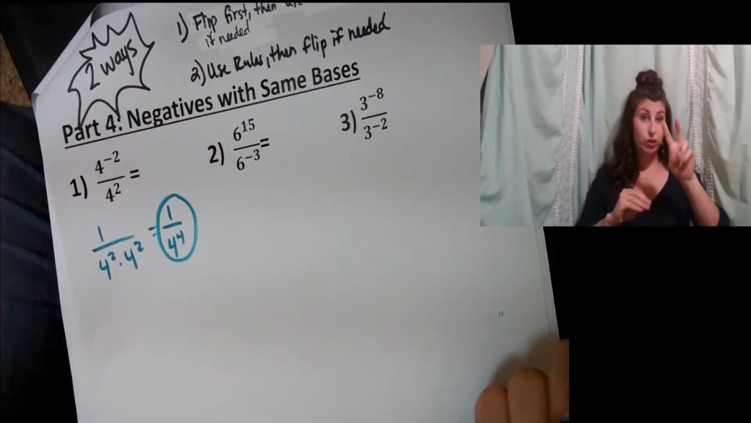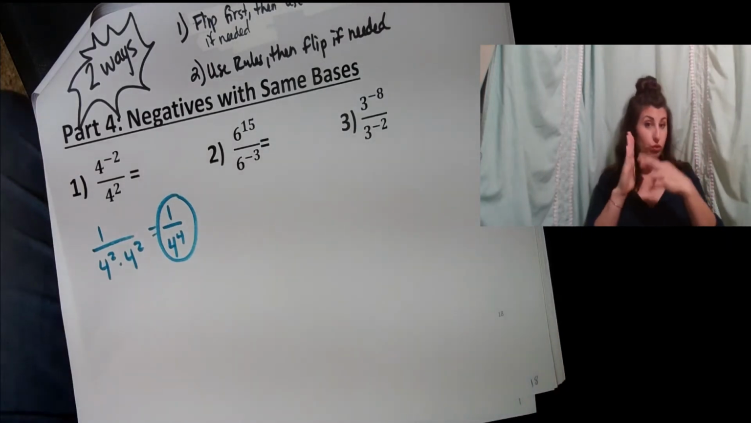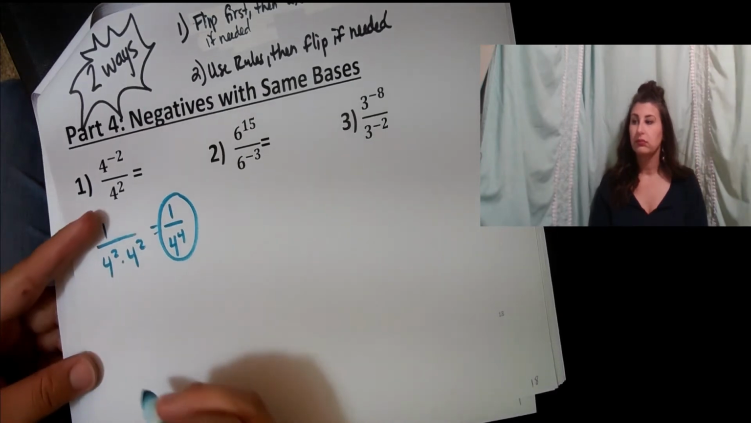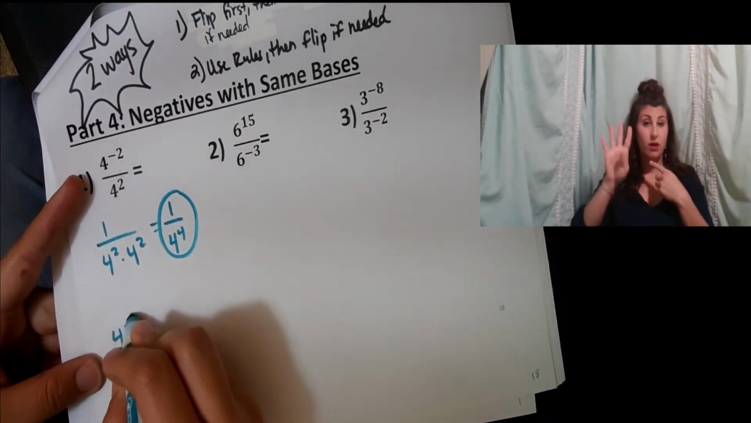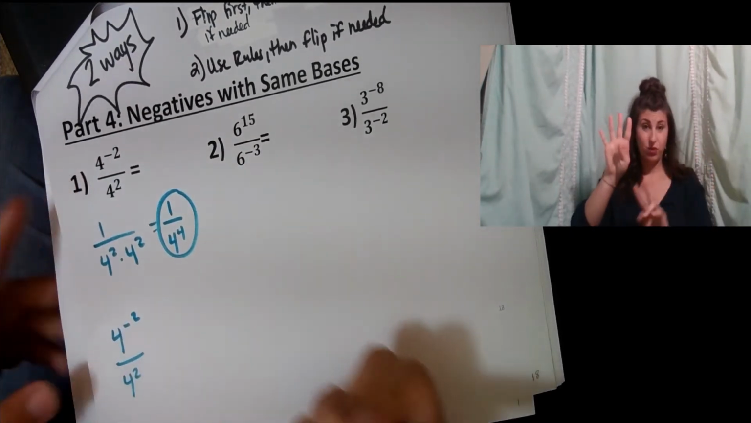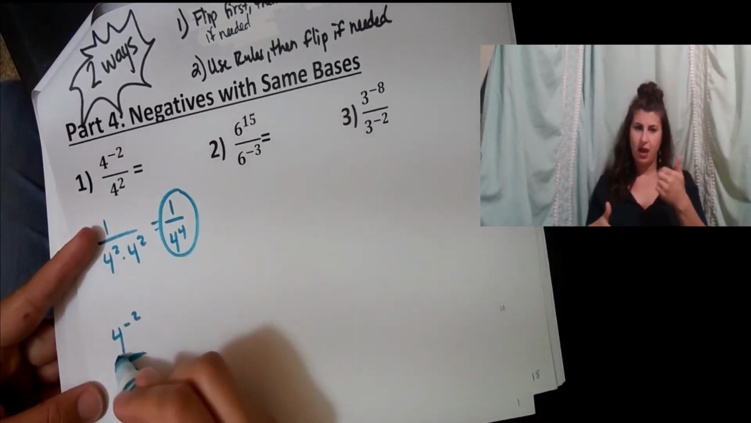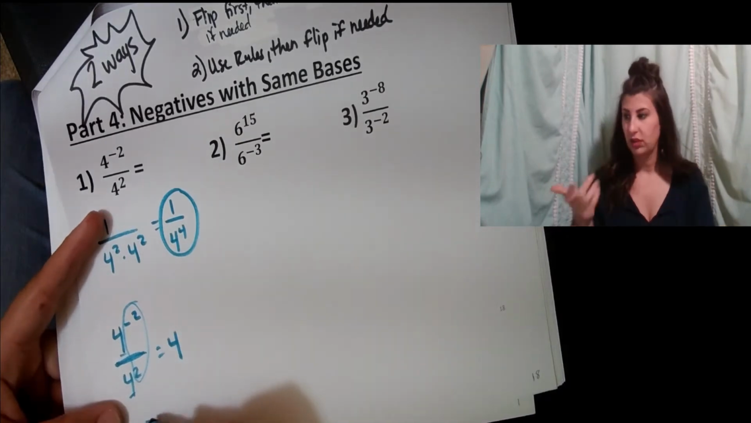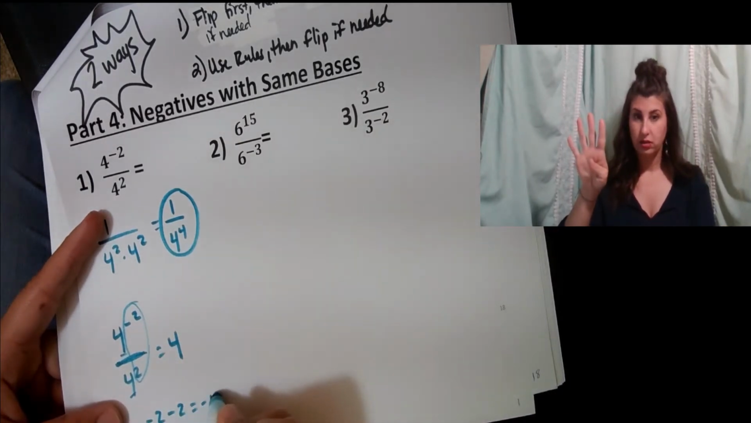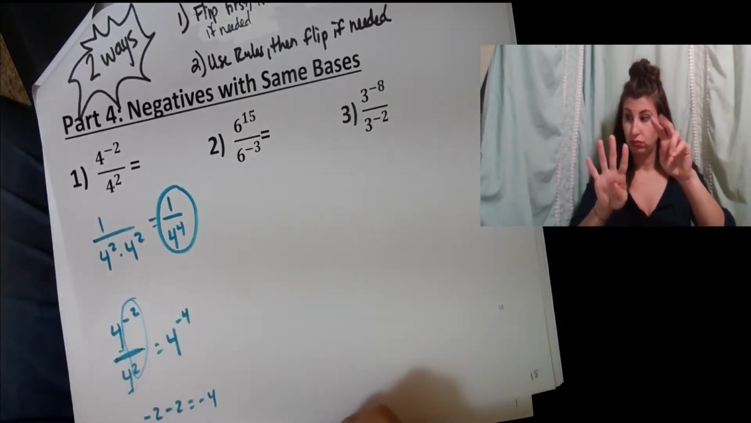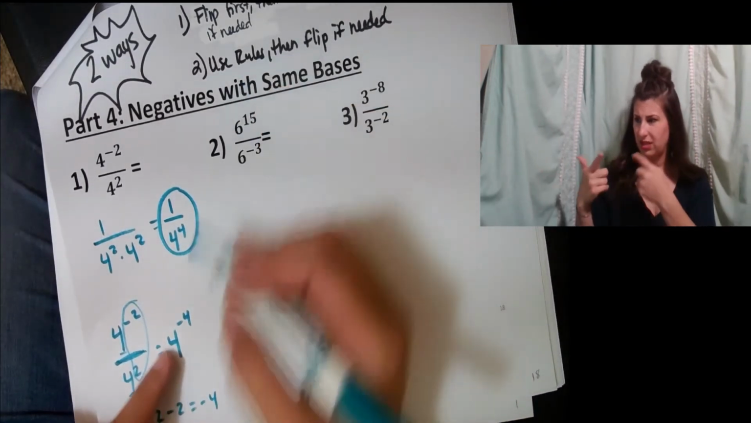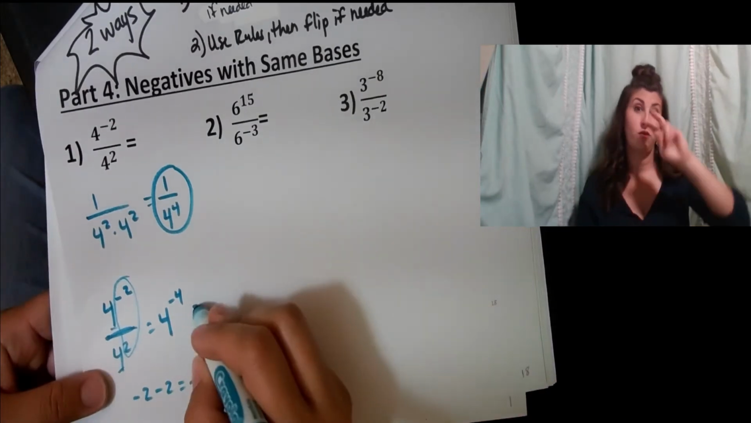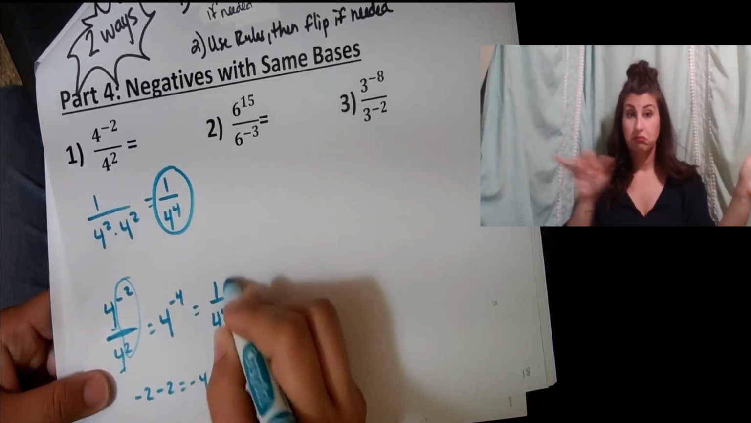Now let's do number 2, using the rules, then flip if needed. Okay, so my rule says if I have 4 to the negative second over 4 squared, my rules say that if I'm dividing with the same base, I can subtract these. So it'll be 4, and then I have negative 2 minus 2, that's negative 4. Okay, so I use my rules, but then it's a negative exponent. Remember, I want positive exponent, so I would have to flip that, and I get the same answer.